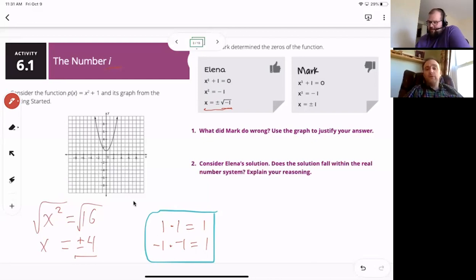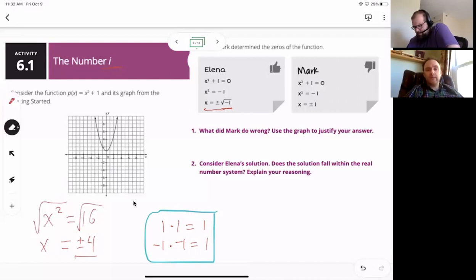It does. So Mark ignored the negative, came up with an answer, but that answer doesn't make sense in the context of this question because if you multiply 1 or -1 by itself, we don't get -1. Then if we consider Elena's solution, does the solution fall within the real number system? So this is part of the work of this section that we're actually skipping, talking about the various different number systems. We're happy to have a conversation with you about what they are, but we didn't want to spend too much time on it because we just don't have that time. So does the solution fall within the real number system?